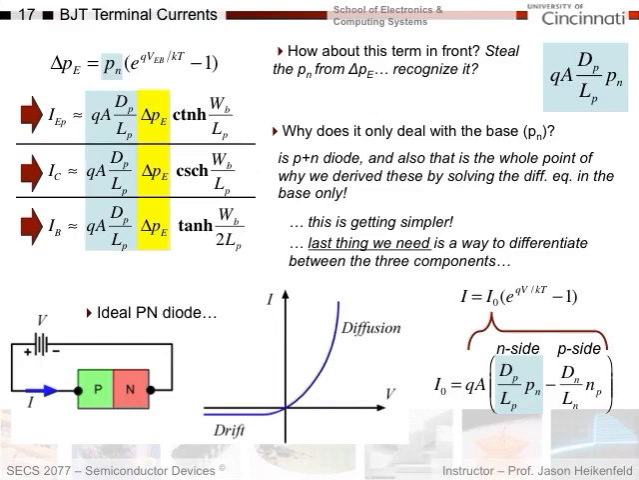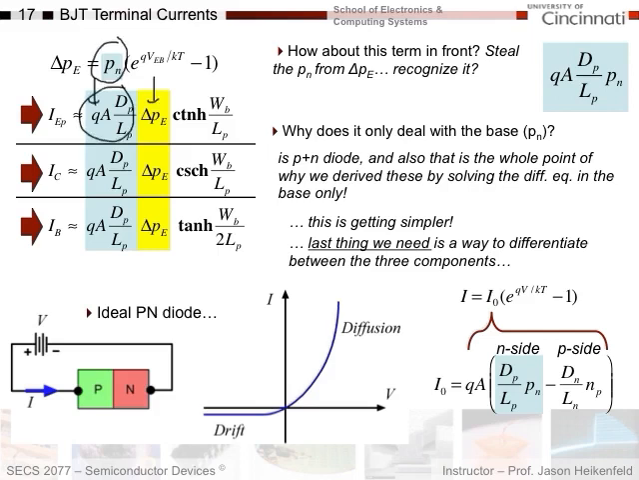Okay, so the next term I want to look at is the blue highlighted term out front here. You might already be able to recognize this. So let's take this stuff in blue and I want you to steal the P sub N that's inside delta PE and group it with this. Okay, so let's do that. We'll steal P sub N out of here and we'll group it with these terms here.